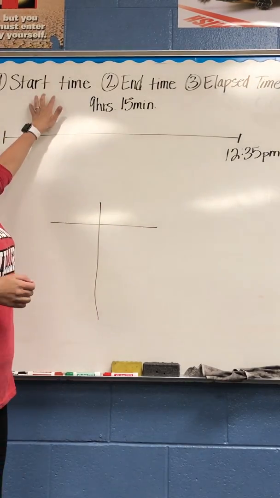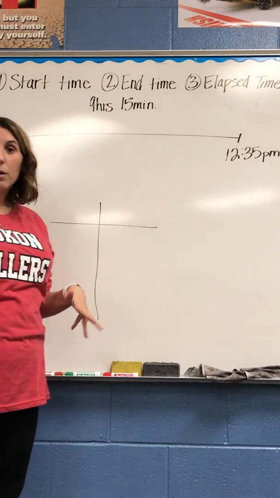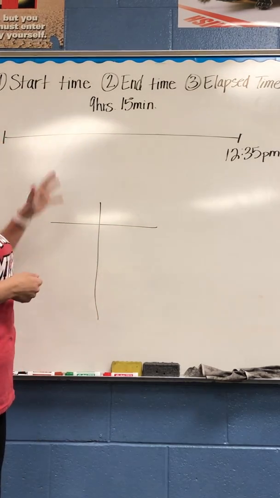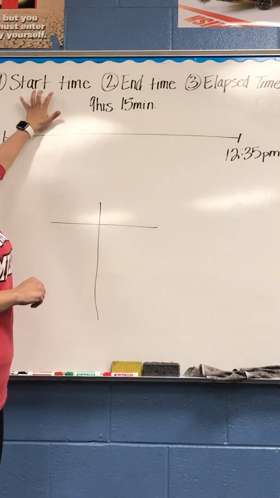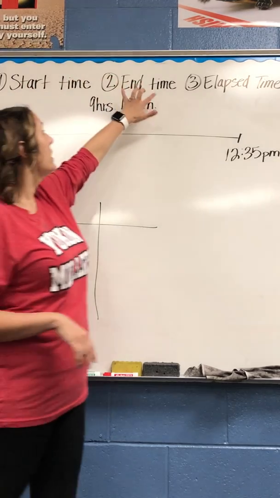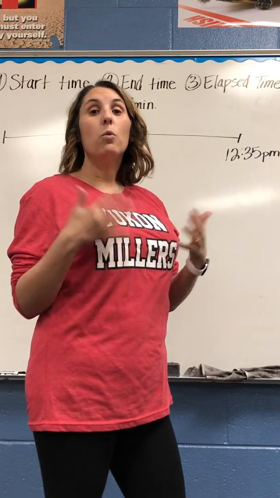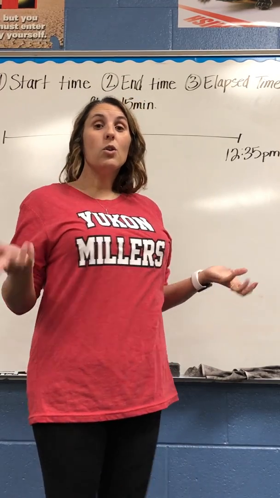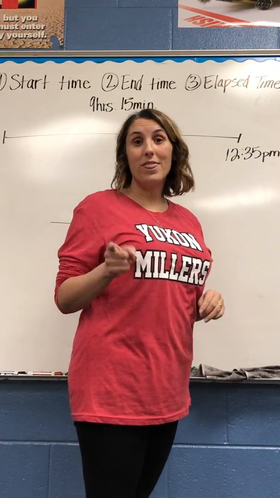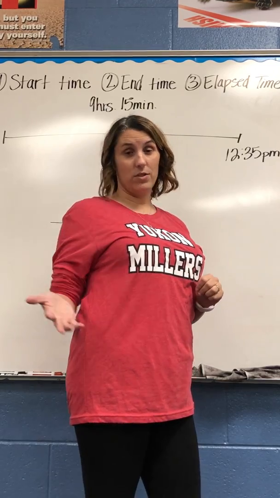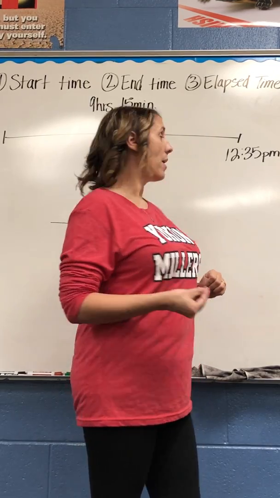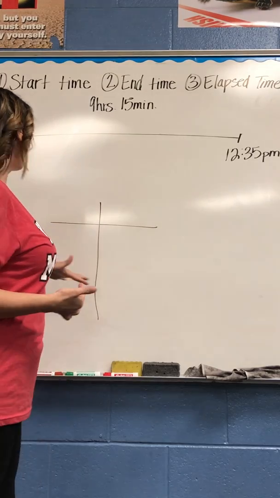Okay? But on any elapsed time problem or time finding problem, you're going to have three parts to it. You're going to have a start time, an end time, and the elapsed time. On each problem, one of those is going to be missing. You have to be smart enough to figure out which one they did not give you, and figure out how to find that. So I have a couple of problems here.